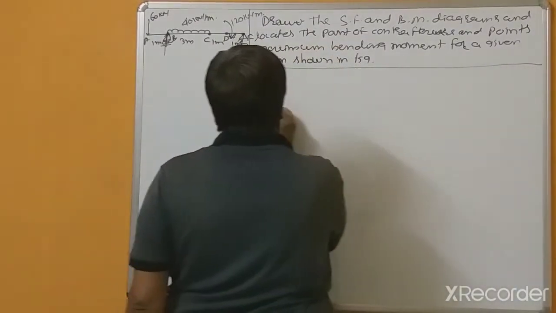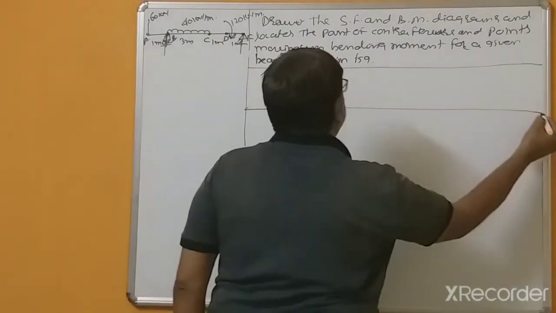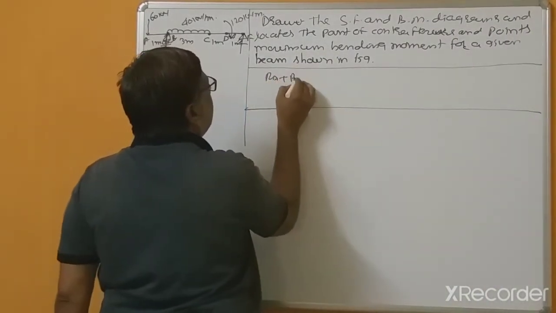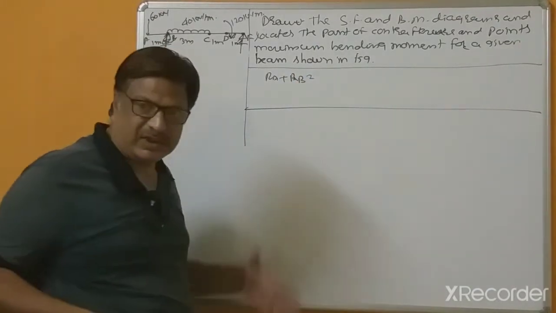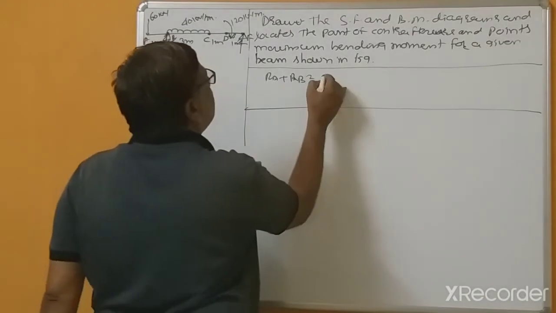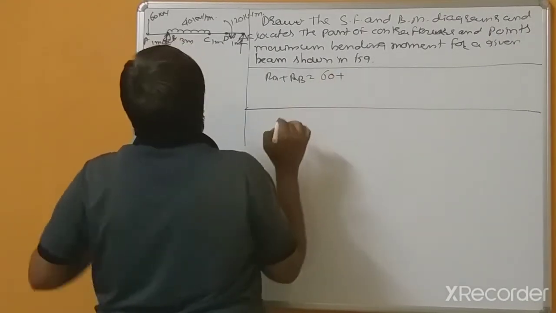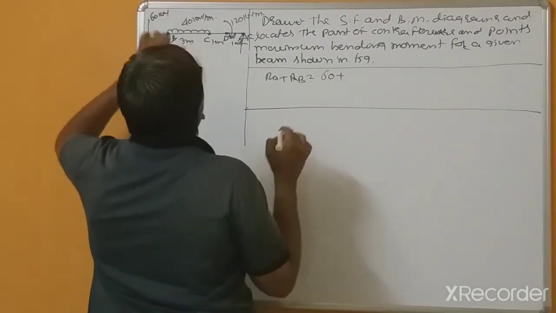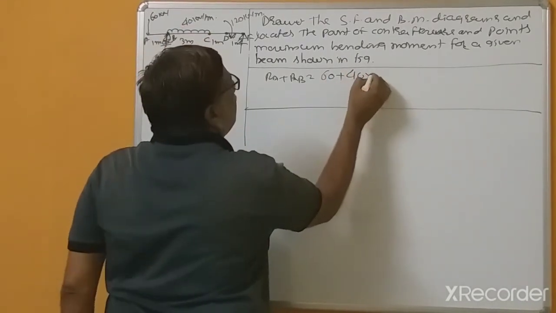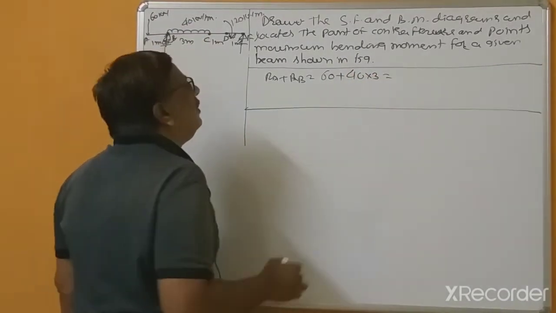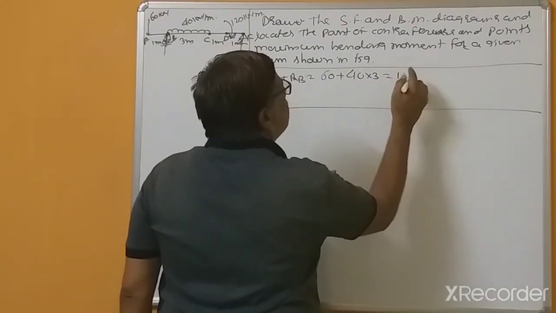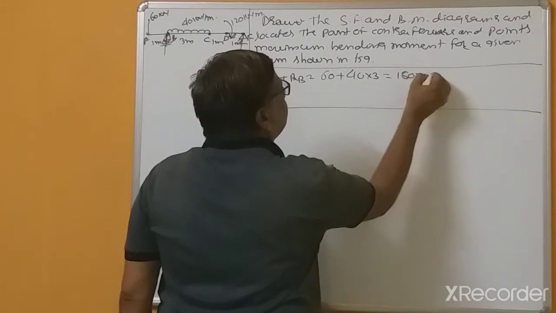So first we will calculate the reactions, RA plus RB. Now we are familiar, so I am solving this problem directly. RA plus RB equal to 60 kilonewtons, this is the point load, plus 40 kilonewton per meter multiplied by 3, equal to 120. 60 plus 120 is 180 kilonewton.